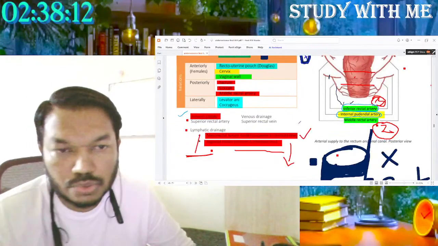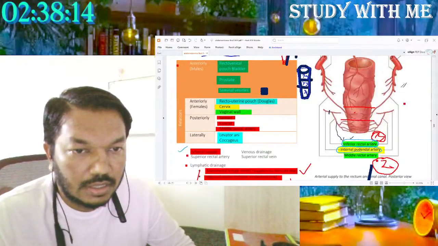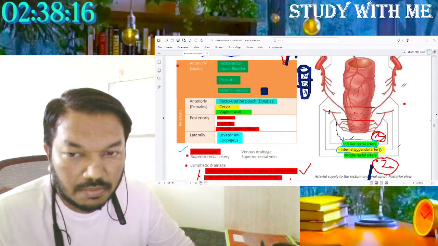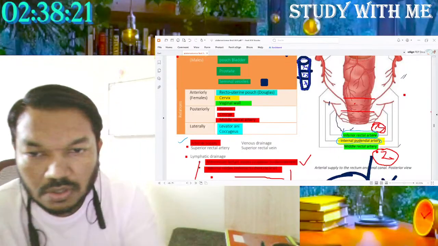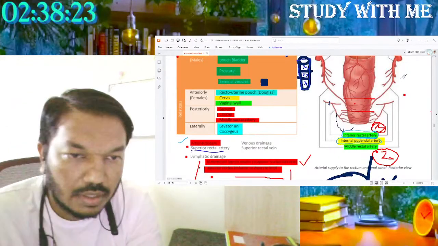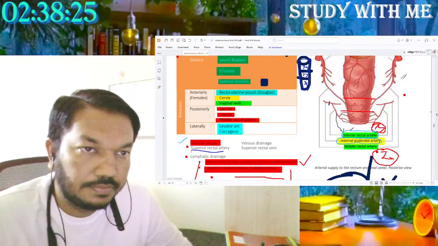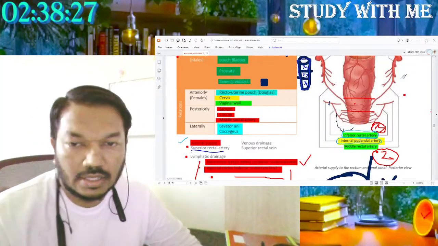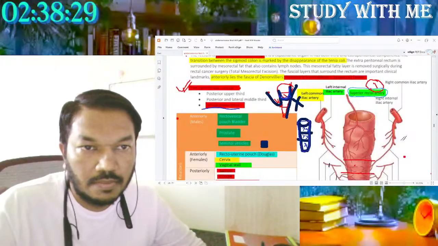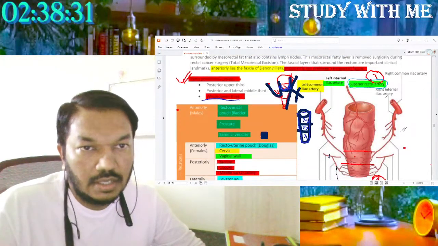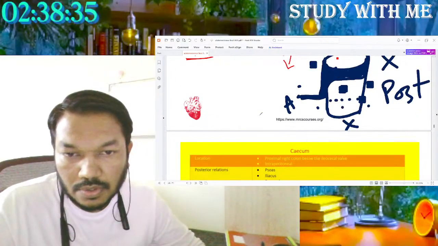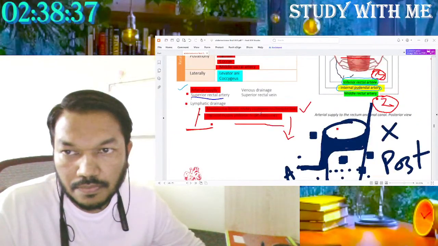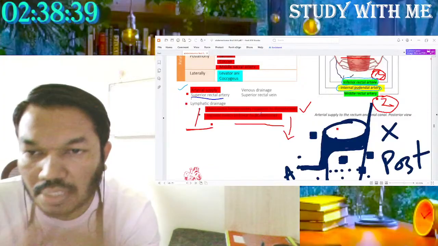From here, the exam question will be on these branches. The rectum has blood supply from the superior rectal artery and inferior rectal artery. Superior rectal artery supply.